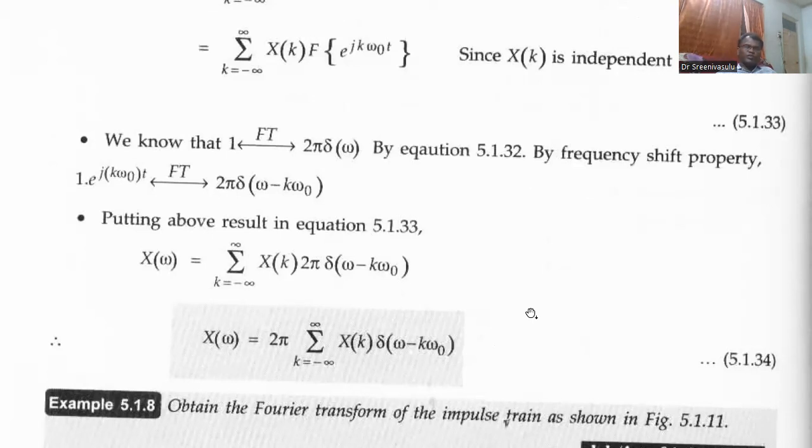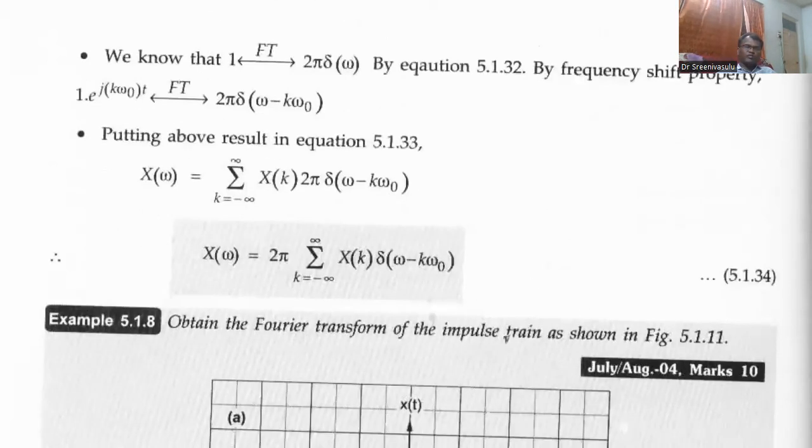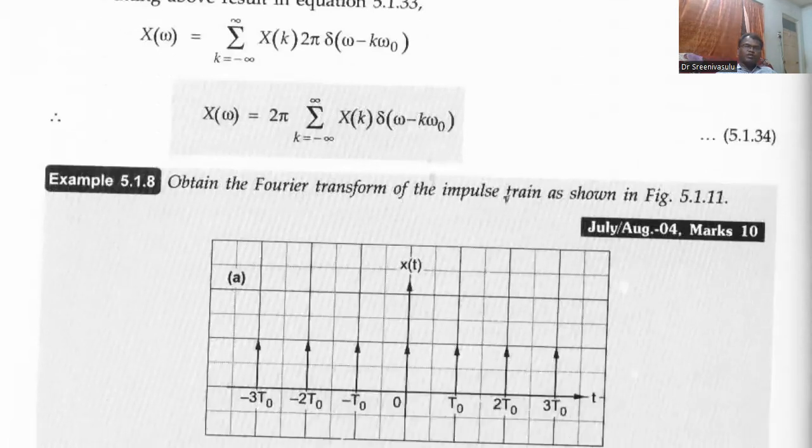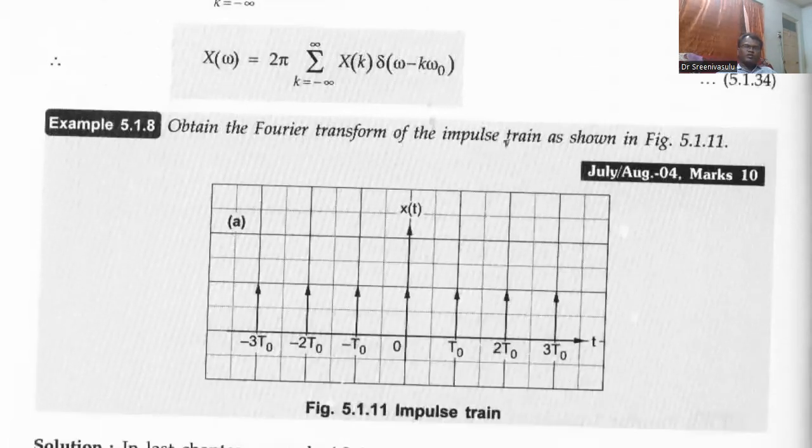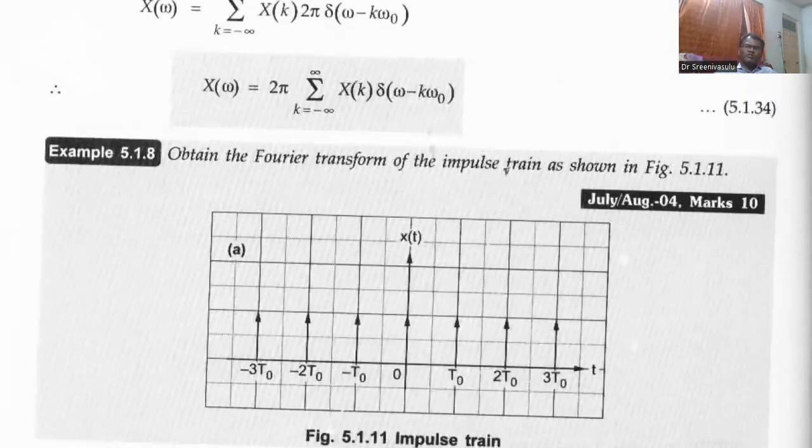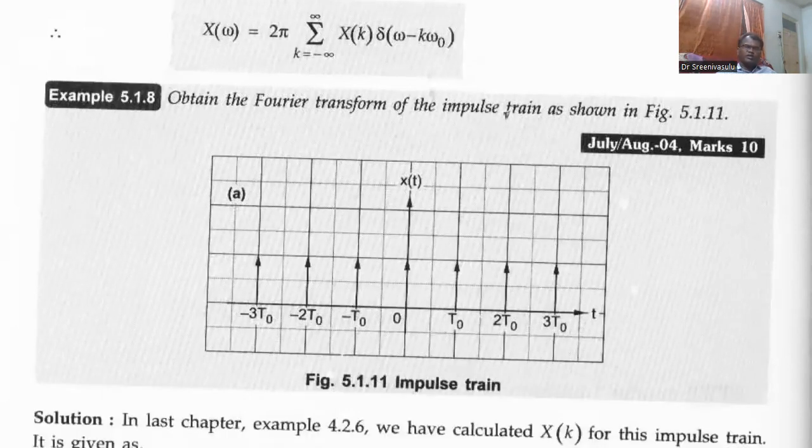Now, for example, if we take one example here, the example is to obtain the Fourier transform of an impulse train or periodic impulse train as shown in the figure below. You see the signal, it is a periodic impulse train.